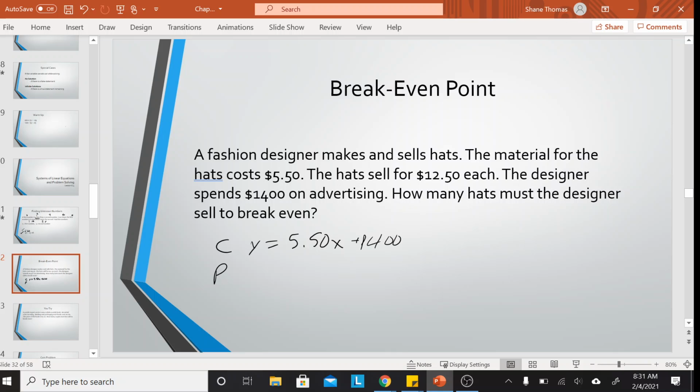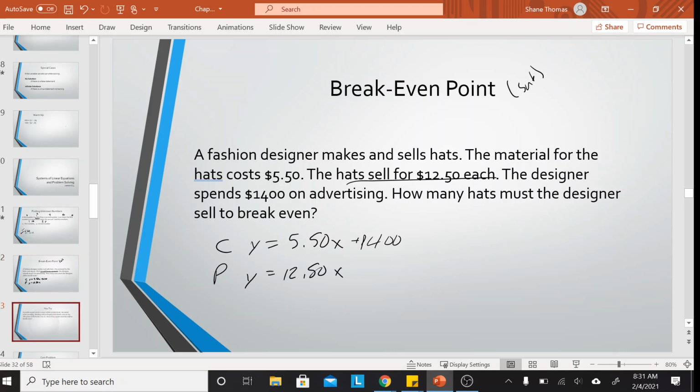Okay, that's my cost, and then I sell them for $12.50. So that's my profit. So then I have 12.50x. There would be my 2 equations. Then you could solve them, elimination or substitution. That one looks like a substitution one to me. Okay, so typically break even, substitution is going to be your best bet.